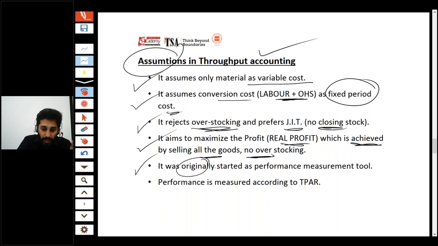It was originally started as a performance measurement tool, to measure how your performance is within the limited availability of the resources. And performance is being measured according to TPAR, that is profitability.